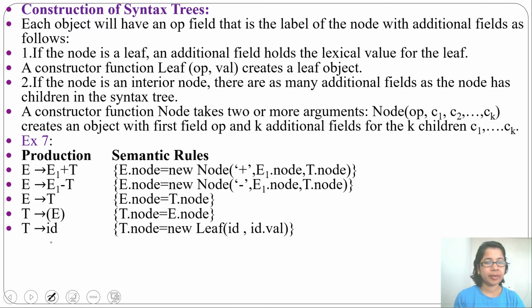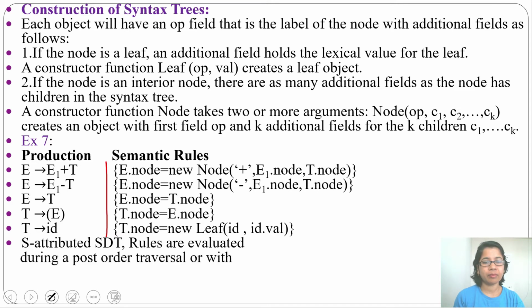Next, identify which type of STT it is, whether S-attributed or L-attributed. You can mark here that the parent is dependent on its child. So this E value is evaluated from its child E value plus T value. It contains synthesized attributes, and the semantic rules are written at the end. That's why it is an S-attributed STT. So rules can be evaluated in post-order traversal or in bottom-up parsing during the reduction.